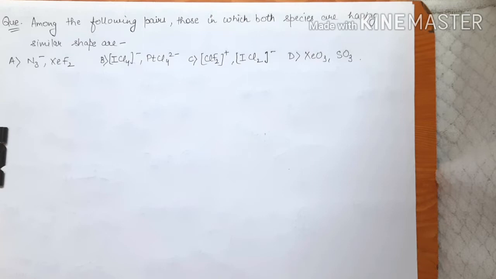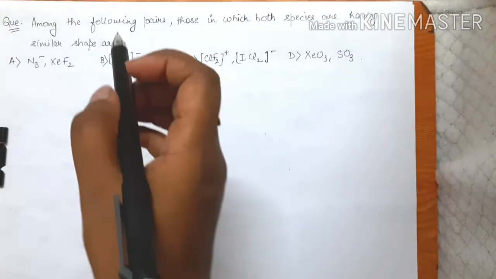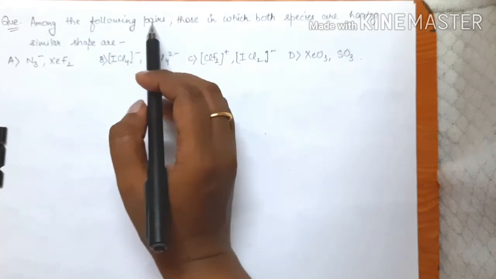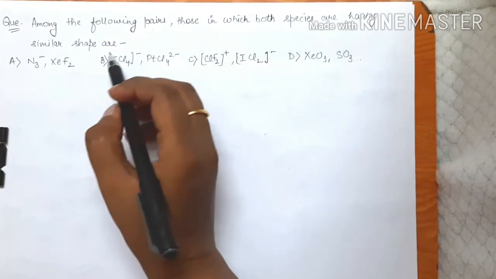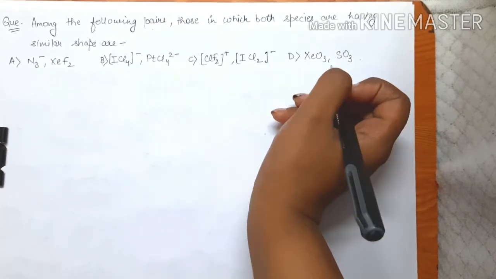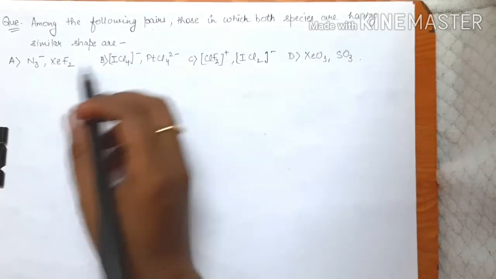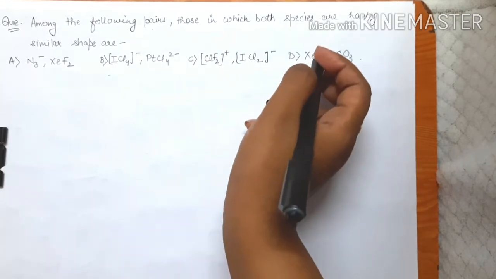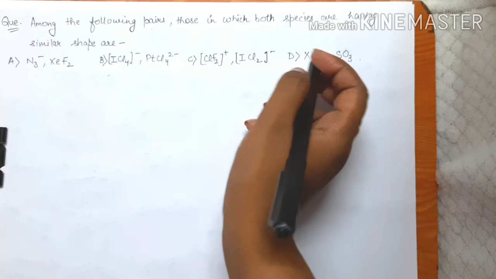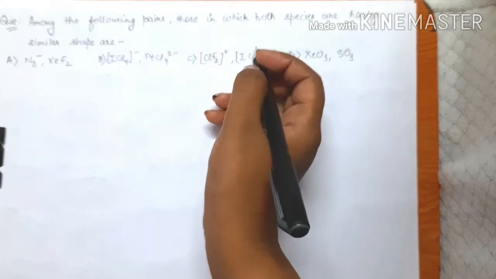So today we are going to solve some of the previous year questions of CSIR NET exams of chemical bonding. Starting with the first question, it says: among the following pairs, those in which both species are having similar shape are, and these are the species which are given as categories A, B, C and D. So we have to find out which of the following pairs are having similar shapes.